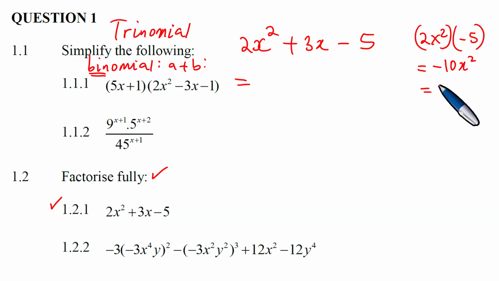And then now you must find the factors, because 2 times minus 5 gives us minus 10. Then we think about what we need to do next, which is to find the factors of minus 10 which, when added together, give you plus 3. There are 2 numbers. When you multiply them, you get minus 10x squared, but when you add them up, you get 3. What are those 2 numbers?